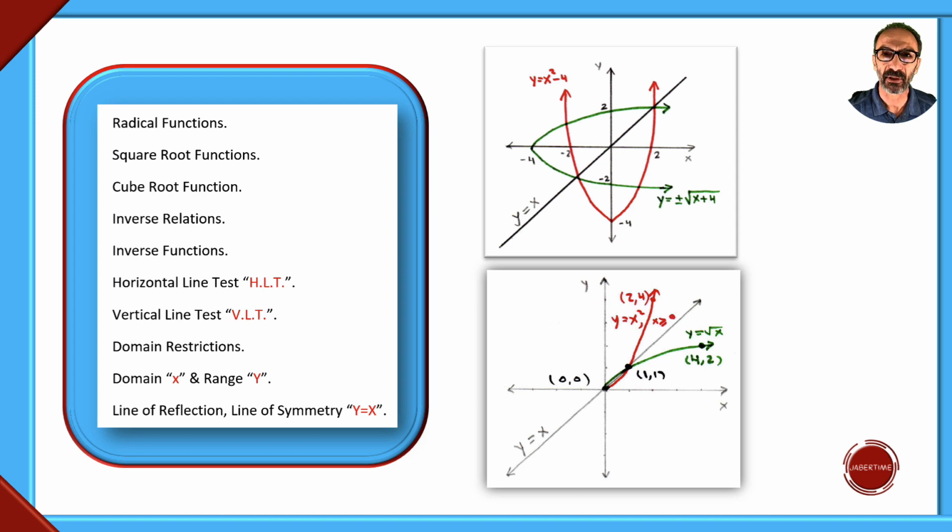Today I'm going to talk mainly about radical functions. I have a list of keywords, as you could see: square root functions, cube root functions, inverse relations, inverse functions, horizontal line test, vertical line test, domain and range, domain restrictions, and the line of symmetry y equals x. Let's get into it.